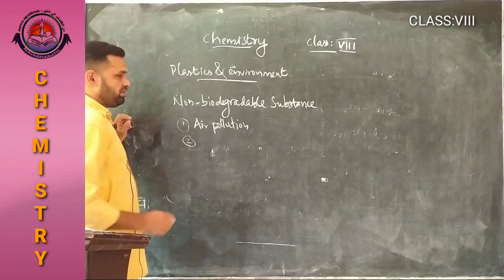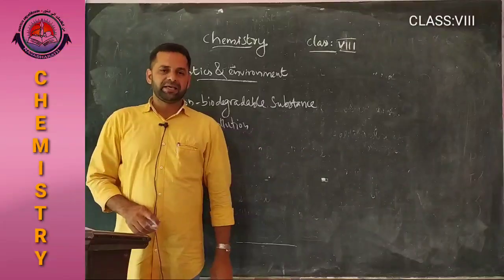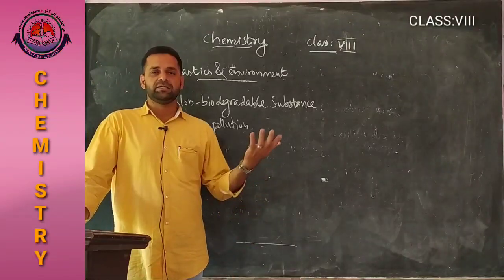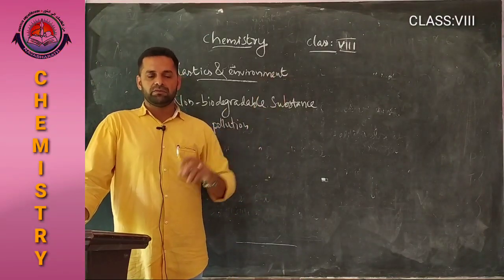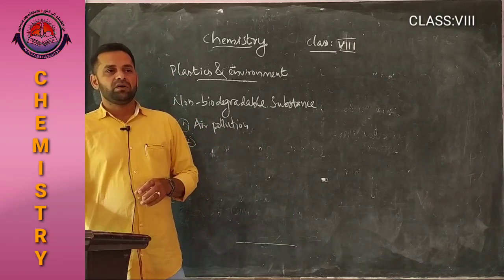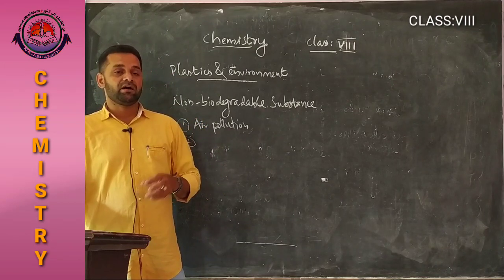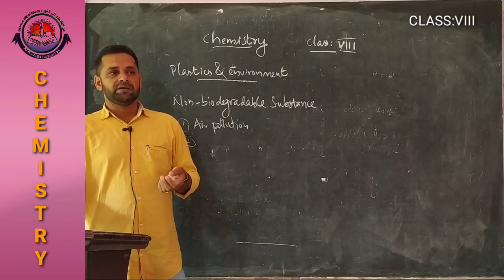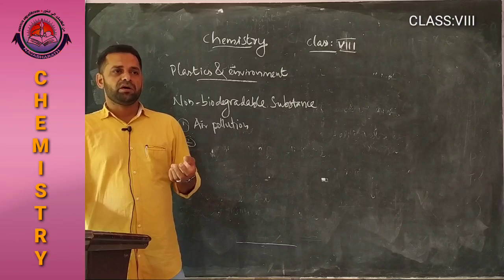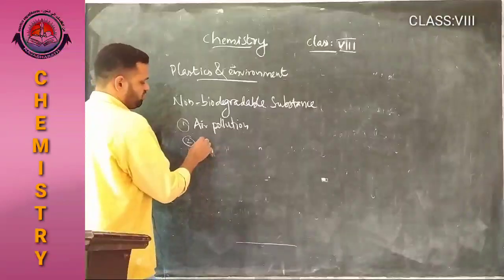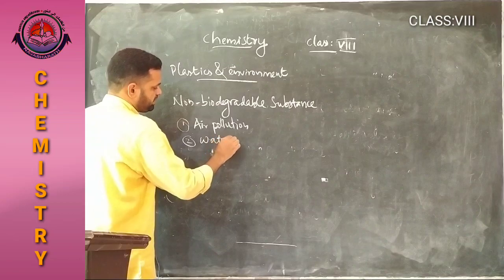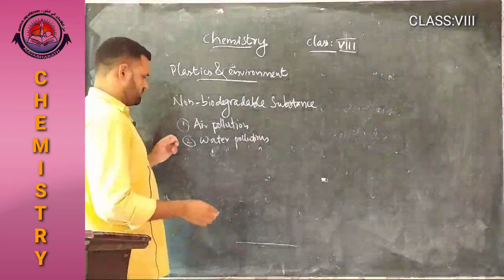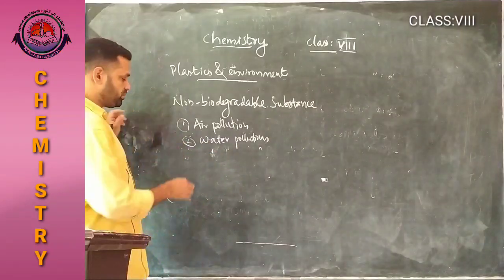Then, when we dump these types of plastic in any water bodies like rivers or lakes or even seas, the aquatic plants and animals may suffer this hazard, because it creates many other problems. So that will cause what? Water pollution. Dumping waste in water bodies may cause water pollution.